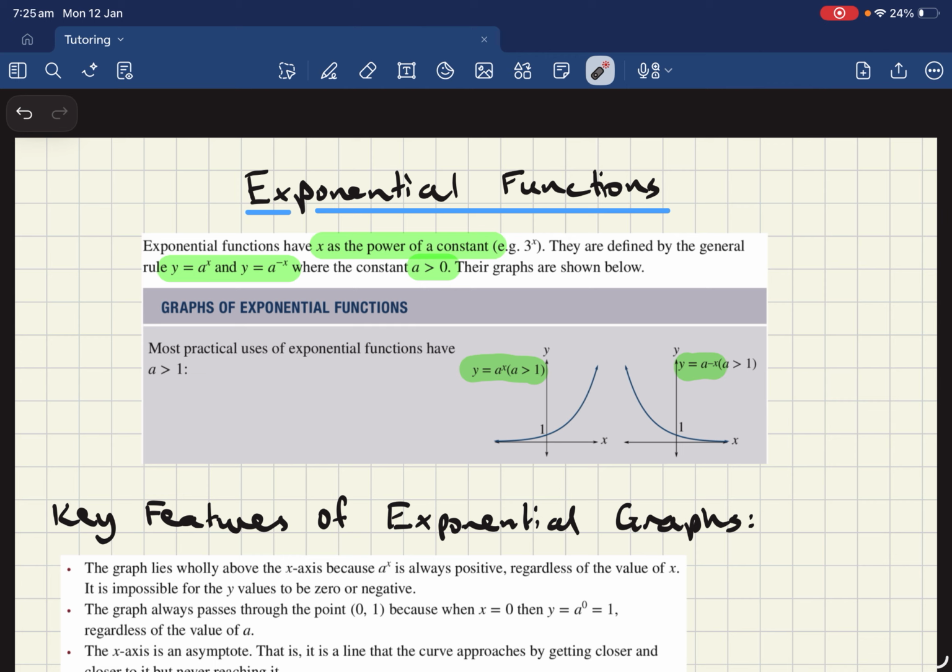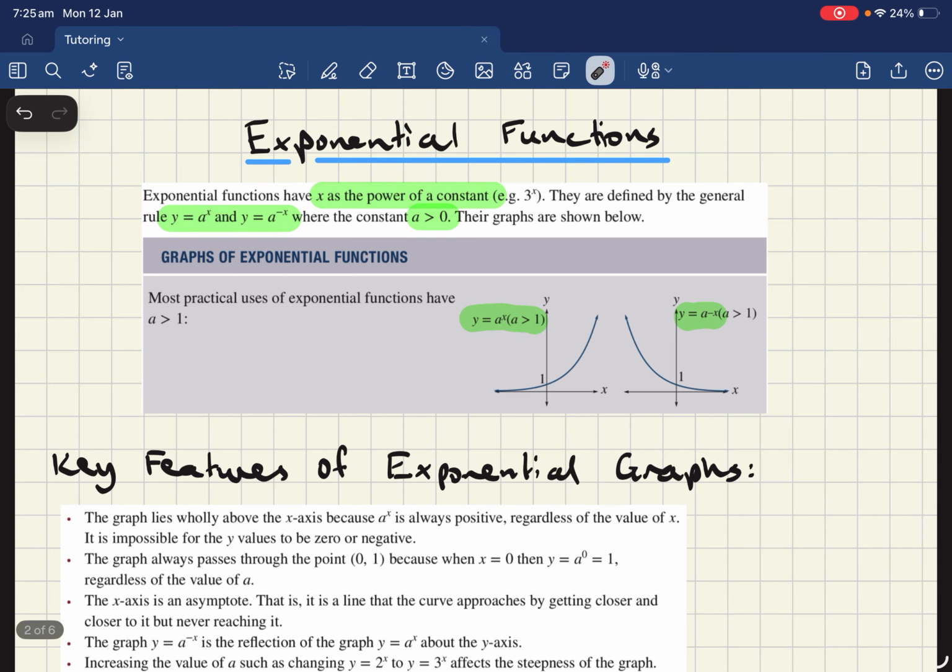Now, many of our practical uses for exponential functions, which we will be doing mainly in this topic, have a being greater than 1. Now, this is your typical sort of exponential, which we will look at in just a moment. Now, in this video, I thought I'd go over just a couple of key features of these exponential graphs and show you some of these on Desmos.